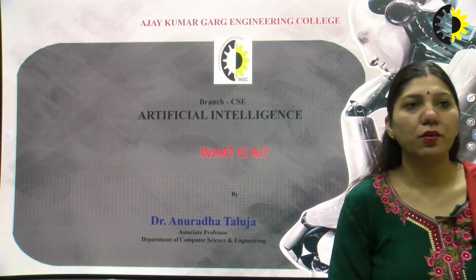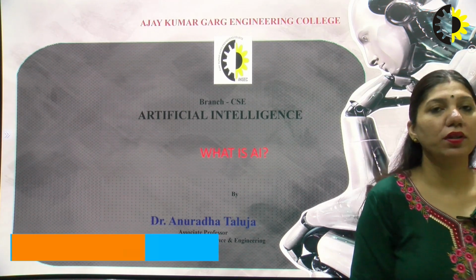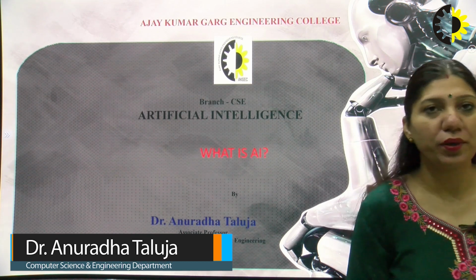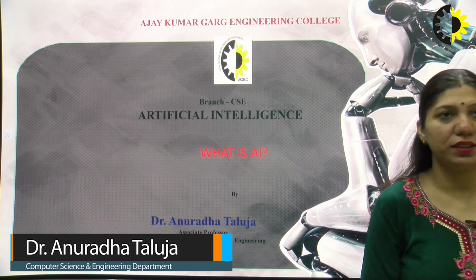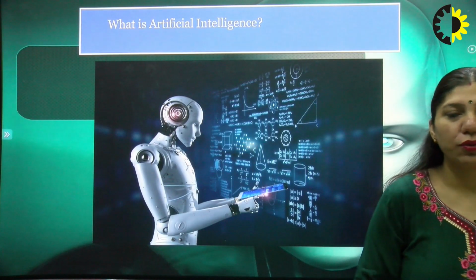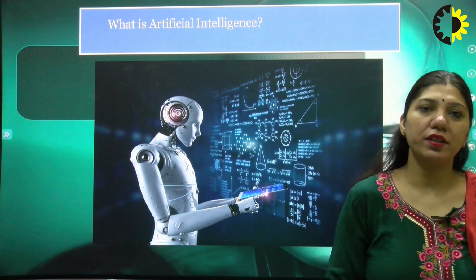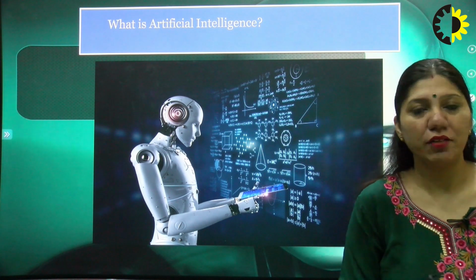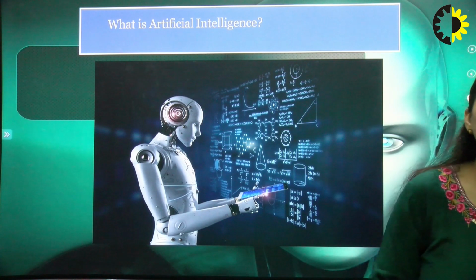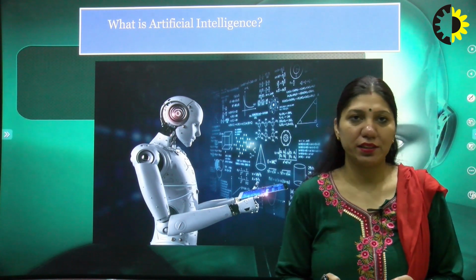Hello to all. So, today in the lecture series of artificial intelligence, we will start discussing the basics of AI. We'll try to understand what is artificial intelligence. Regarding that, I just want to have a little bit of discussion about the two words, the combination of artificial and intelligence. What do you mean by artificial intelligence?